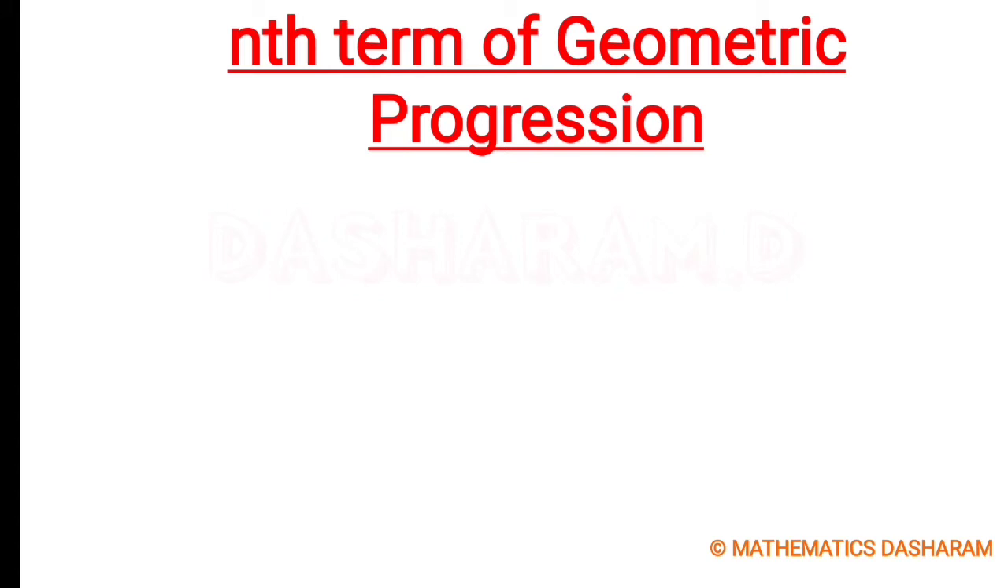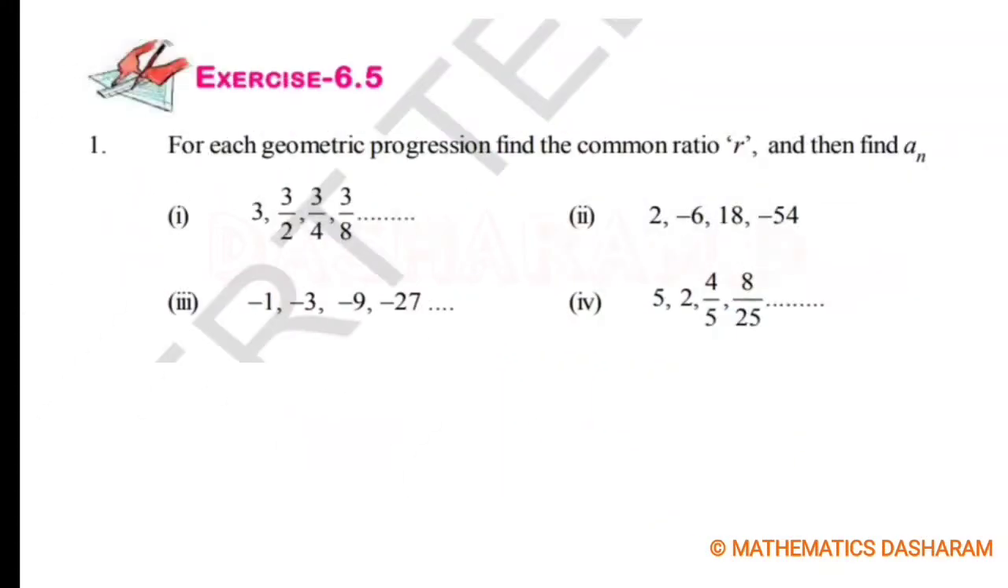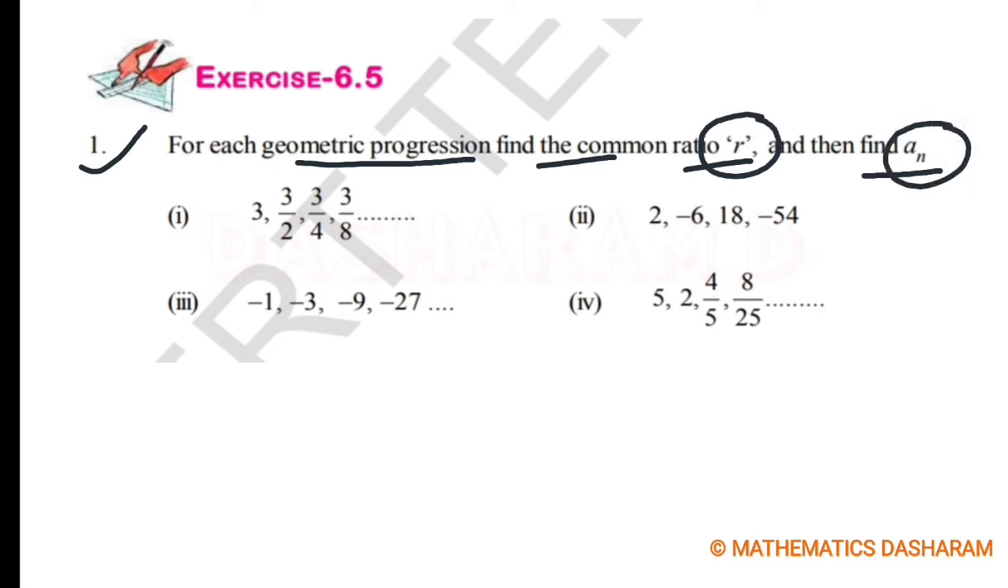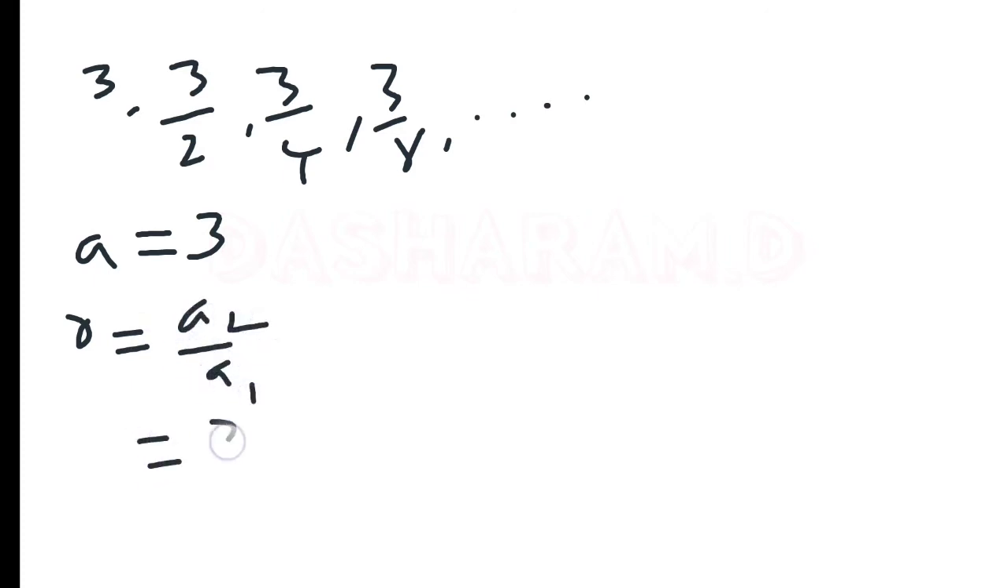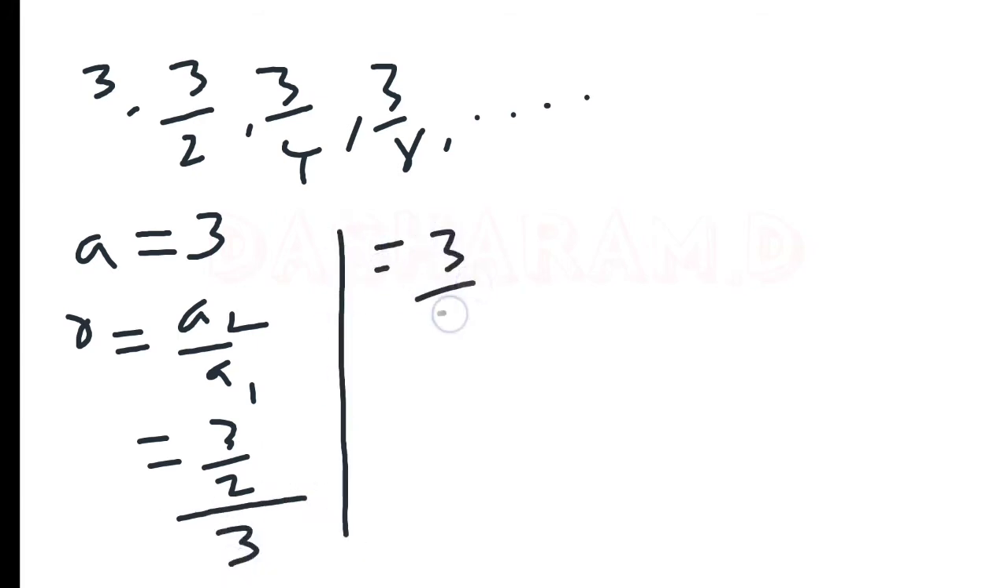Okay, so let's go to exercise 6.5. First bit: for each geometric progression, find the common ratio r and then find an. So we need to find the r value and the an value. Here the first term a equals 3. Common ratio r equals a2 divided by a1. So a2 value is 3 by 2, divided by 3. So 3 by 2 by 3 equals 3 by 2 into 1 by 3. Here 3 cancels, and the r value is 1 by 2.